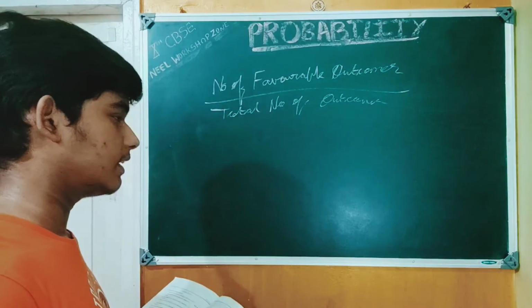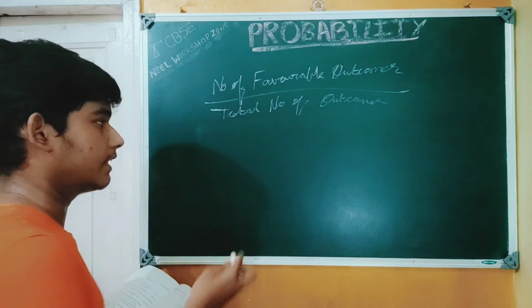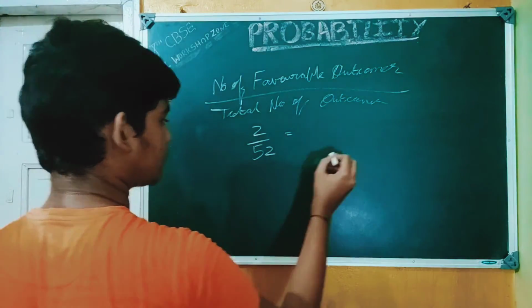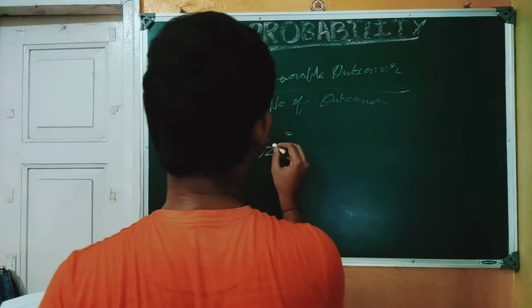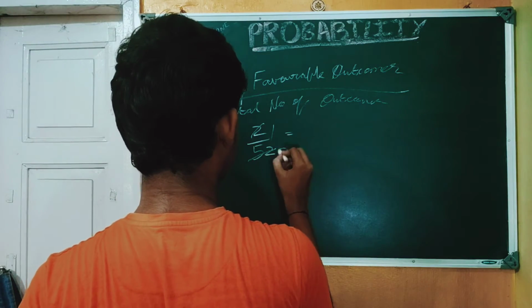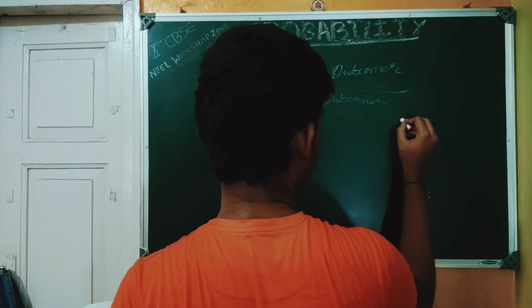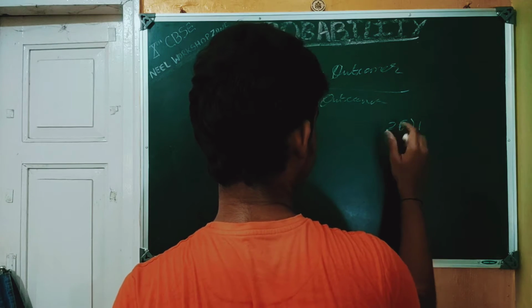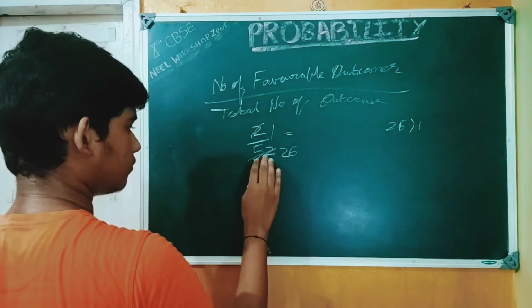So a king of red color, there are 2 in a deck of 52. So 2 by 52 is equal to, 2 2s are 4, 2 13s are 26, so 1 by 26, I guess. So again, the answer is 2 by 52.